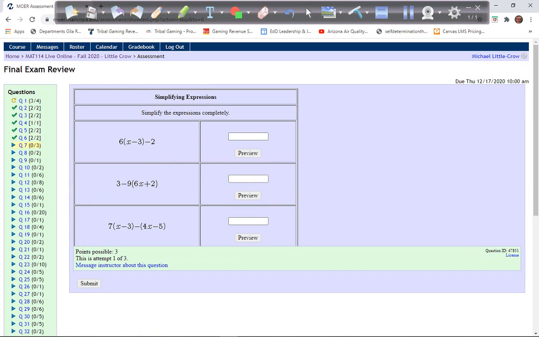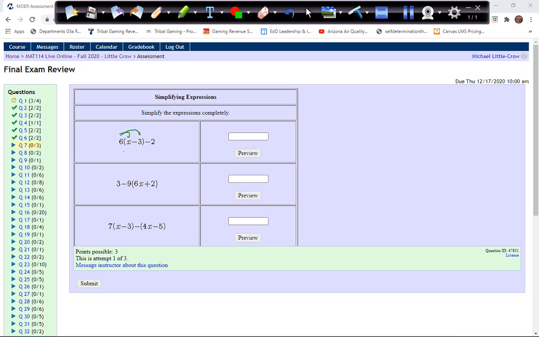Excuse me. Question 7. Now we're getting some more algebra, so we'll just kind of keep moving forward. Remember, this one we're going to distribute the 6 through both of these, so that gives us 6x minus 18 minus 2. And now we combine like terms, which are just the number parts. -18 minus 2 gives us -20.